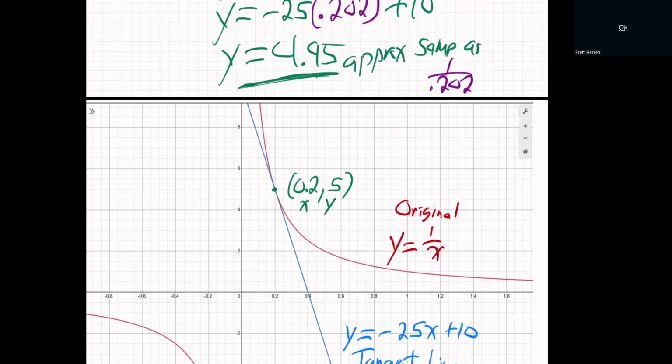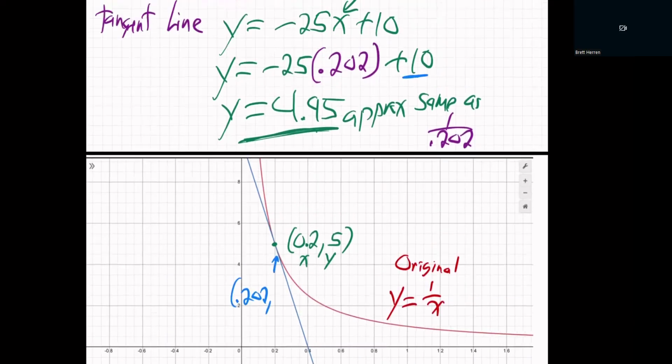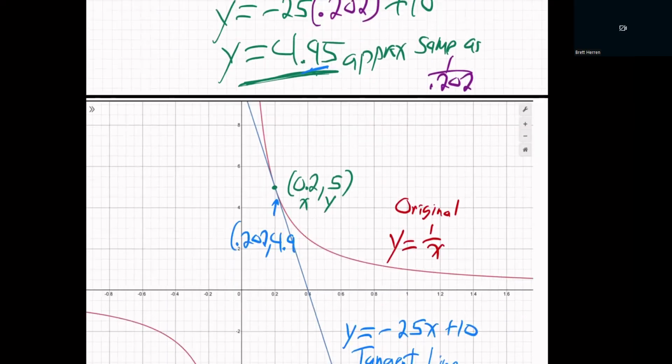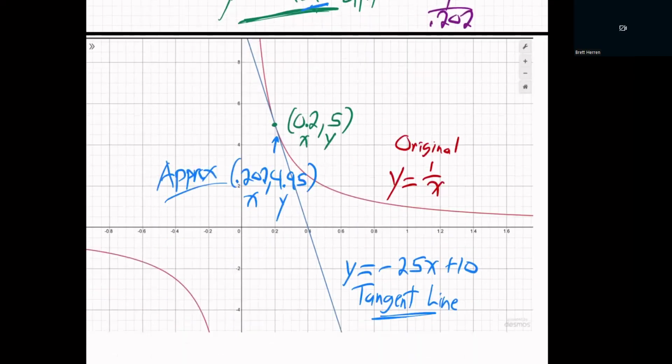I'll do it here, at the point. So right here, we're going to have 0.202, 4.95. That's the x and the y value for the approximation for the blue tangent line. Okay, but the red is going to be slightly above it at 0.202. See how the red graph's just a little bit above it?